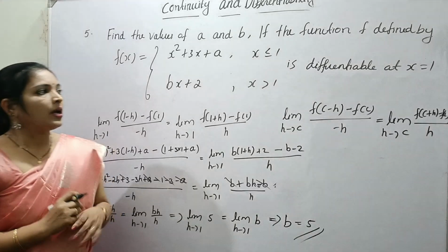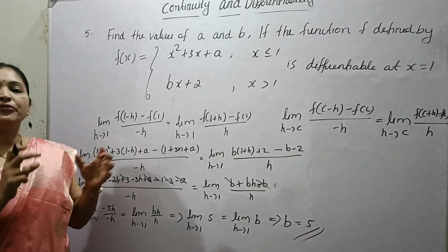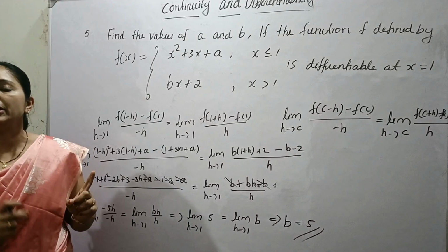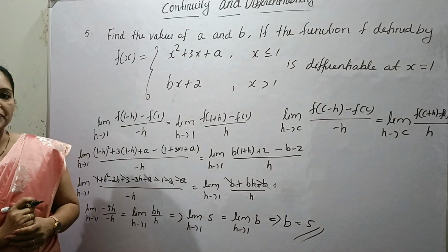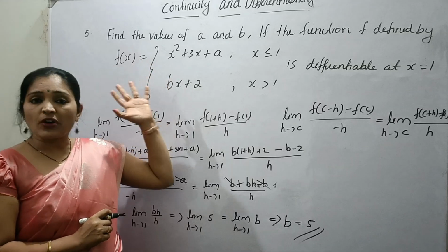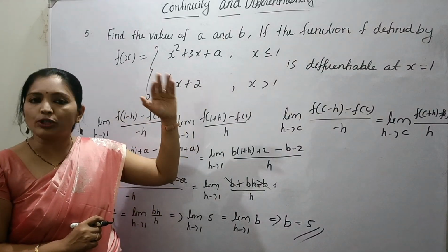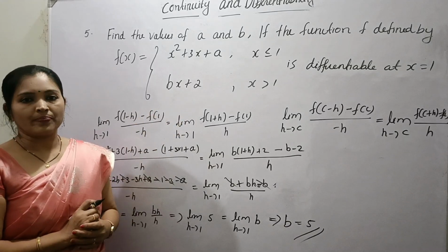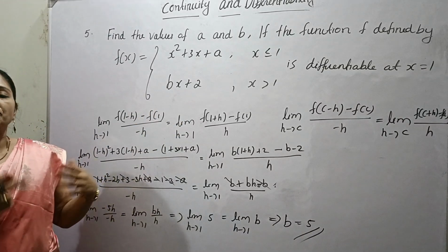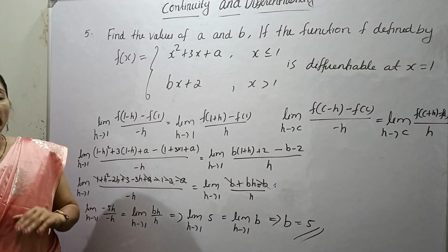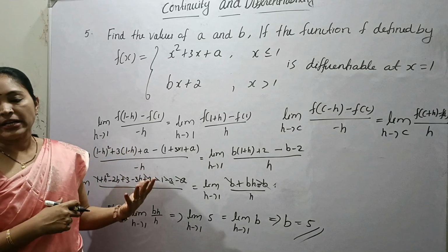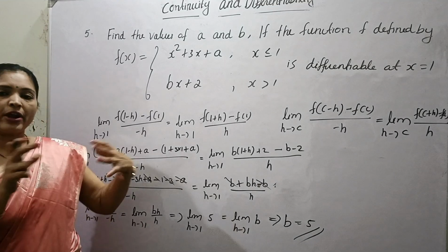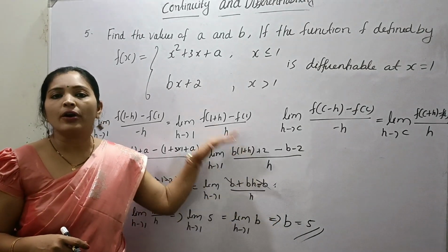See here, listen. We have already proved that every differentiable function is a continuous function. Right? Every differentiable function is a continuous function. So here, if this function is differentiable at x is equal to 1, then this function is continuous at x is equal to 1. Okay? So here, we know that if a function is continuous at x is equal to 1, left hand limit is equal to right hand limit, that is equal to the value of the function. So from there, we will get the value of a.